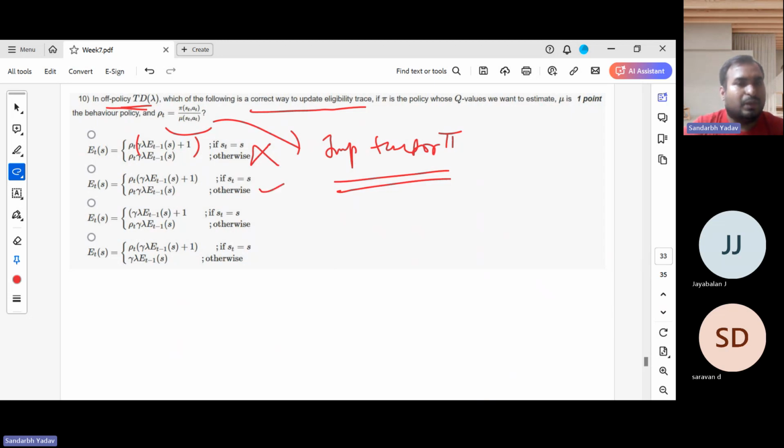So this is true. And since it's single option correct, it will make the others false. Either way we see it, this rho is missing here, so this is not happening, and this rho is also missing, so this is also false. So I hope you got the answer to this one also.